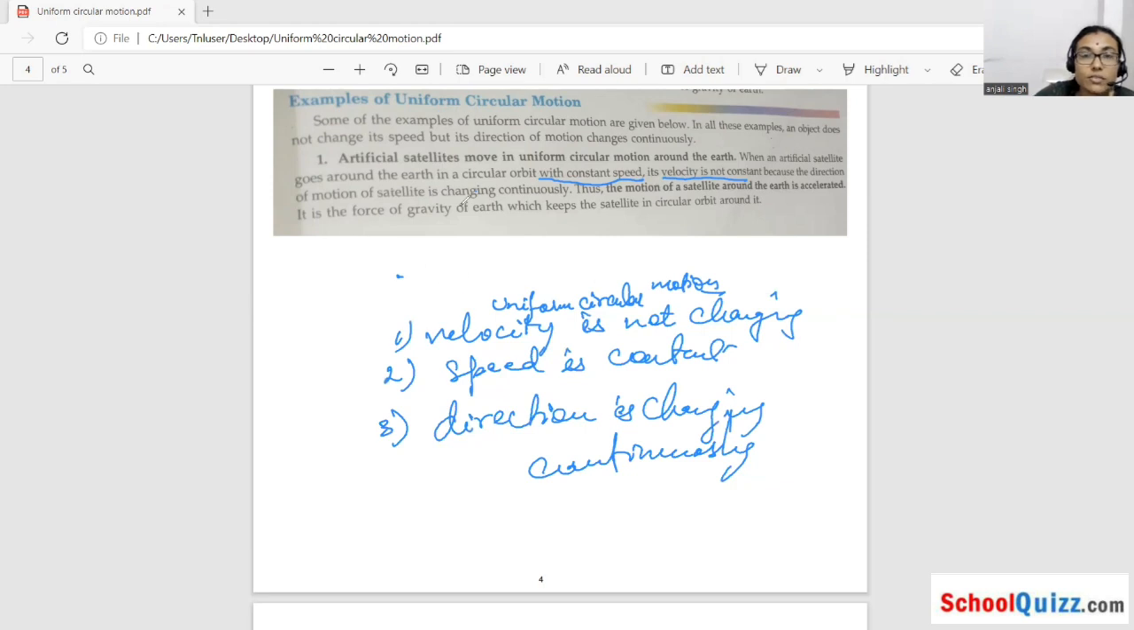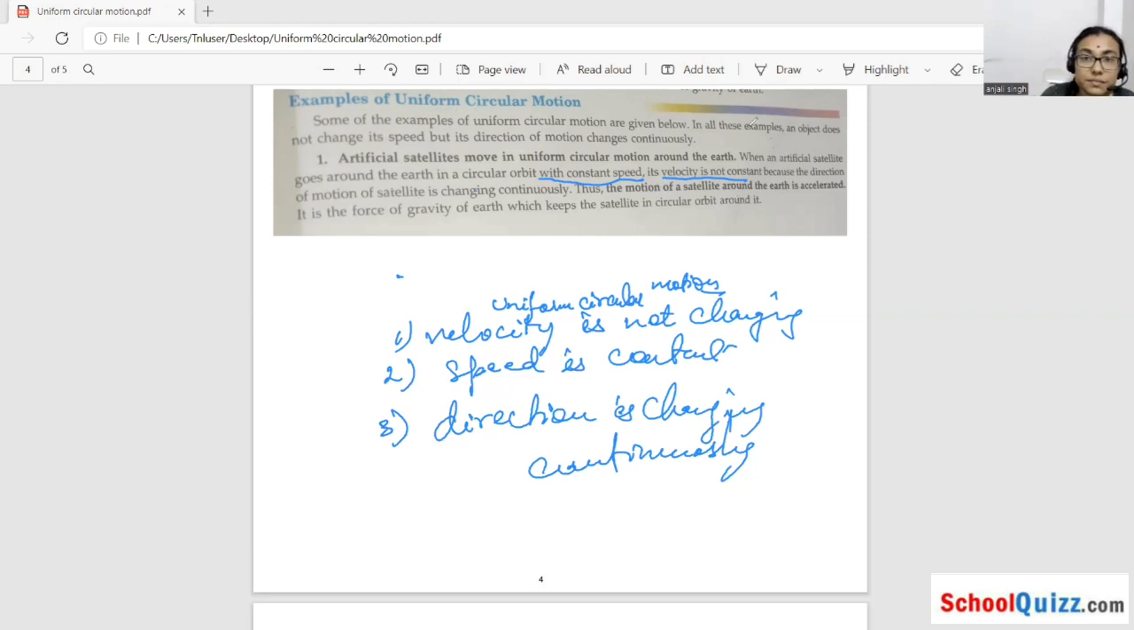Clear? It is the force of gravity of the earth which keeps a satellite in circular orbit around it. And this is a universal concept, the universal law of gravitation. With the help of gravity only, this satellite is able to move around the earth. Because of gravity only.